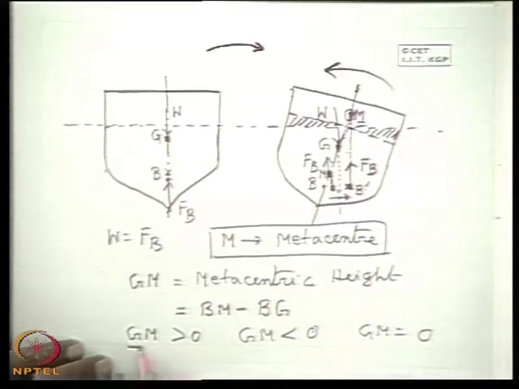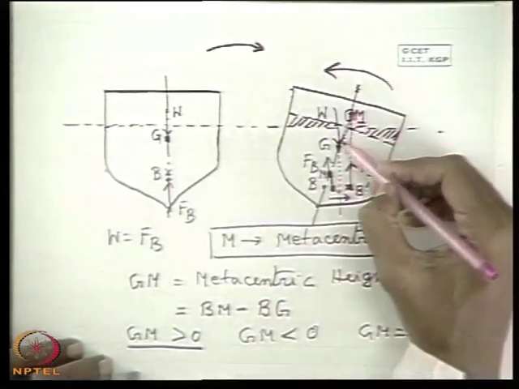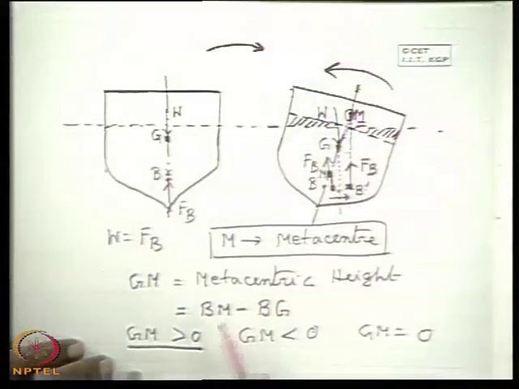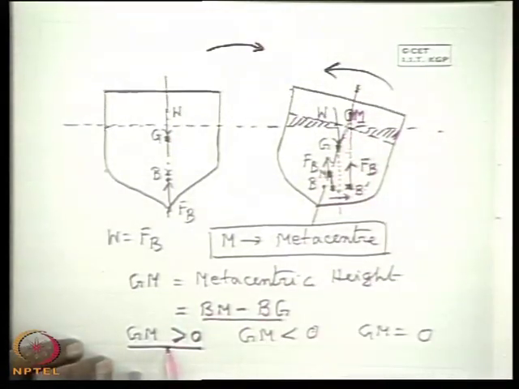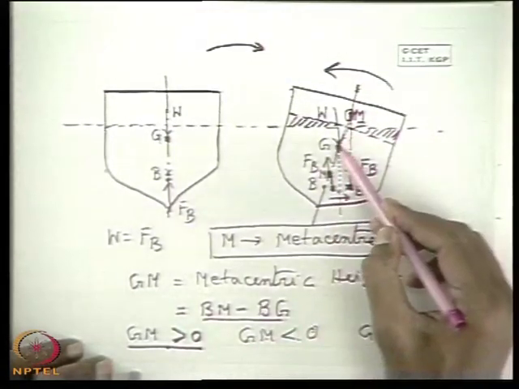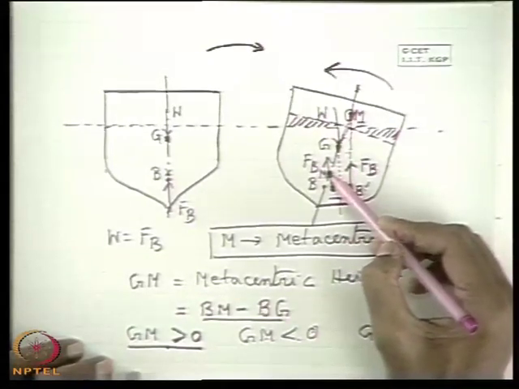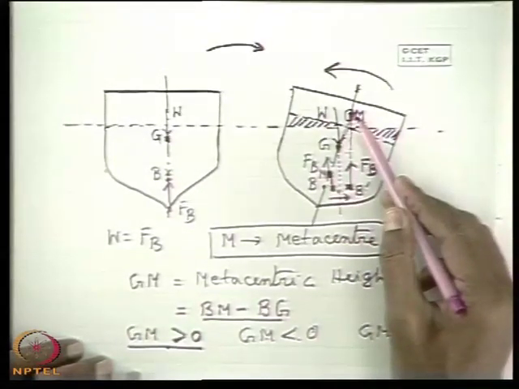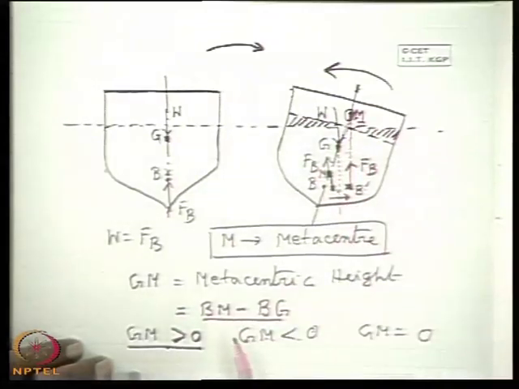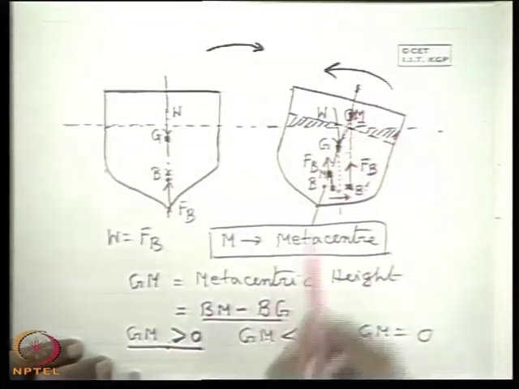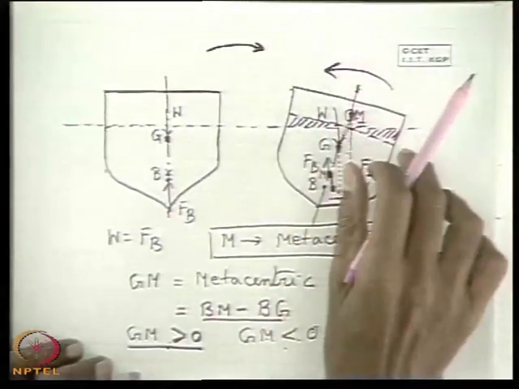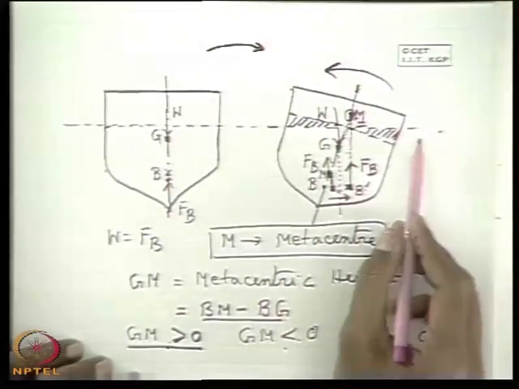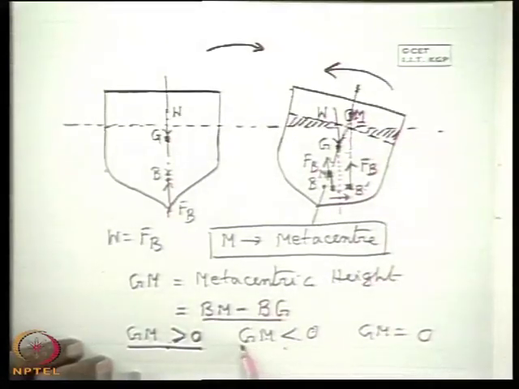Three cases. When GM is greater than 0, the metacenter is above the center of gravity. By this formula, we define analytically that GM greater than 0 means M is above G, and the body is in stable equilibrium. When GM is less than 0, M is below G, so BM minus BG is less than 0, and the body is in unstable equilibrium: the couple created because of the tilt by the weight and the buoyancy force is an overturning one.